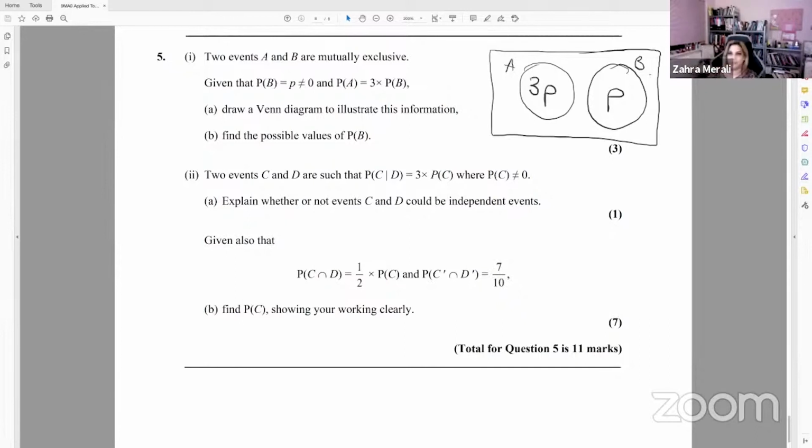oh, okay, fine. We've drawn a Venn diagram. And then outside, the whole box has to add up to 1. So 1 minus 4p will be on the outside. And then it says, find the possible values of p.